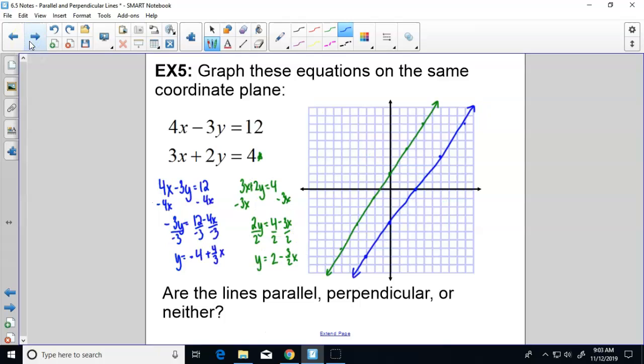All right, example 5. Okay. So whenever you solve these, the first one, you've got to move the 4x over, divide by -3. You should get y equals -4 plus 4/3 x.